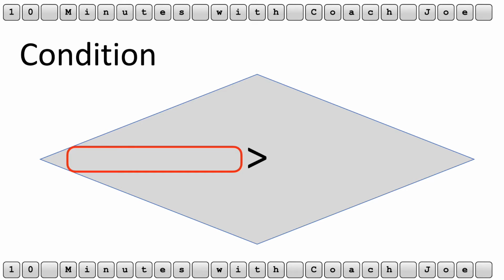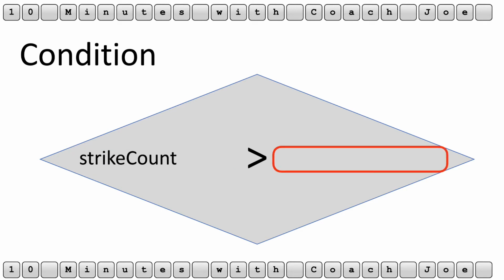Remember, an expression can be a value like a number. It could be a variable like gross pay. It could be an expression like hours worked times pay rate. And it could even be a value returned from a method like get gross pay. For this example, let's use a variable called strike count. On the right, there will be another expression. Let's use the number 2. Remember, everything you see inside the diamond is used to evaluate a condition. There will be an expression on the left, a relational operator, and an expression on the right.